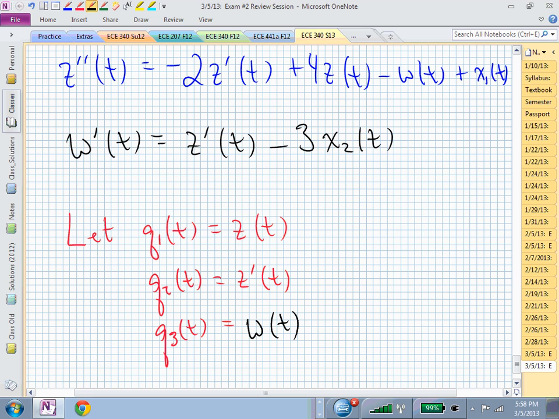But now, if we differentiate these, q1, q2, and q3, we will end up with expressions that are on the left-hand side of that equation. Is that making sense? What is q1 prime?